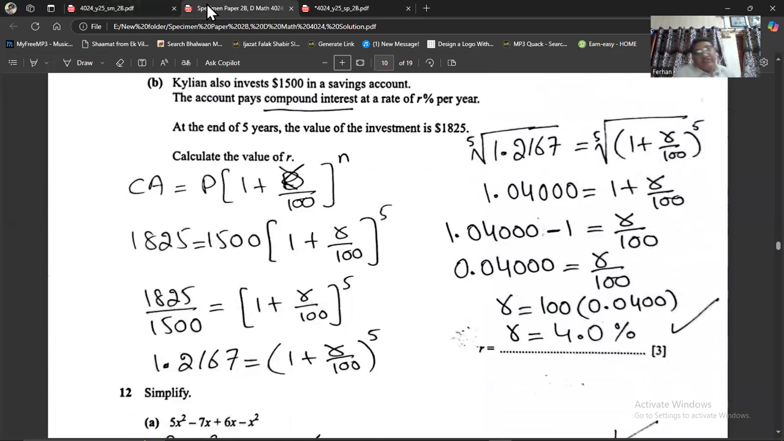So the compounded amount is equal to the principal times (1 plus r by 100) raised to power n. The compounded amount is 1825. The principal is 1500 times (1 plus r by 100) raised to power 5. This 1500 will go on the other side and divide there. So 1825 divided by 1500 is 1.2167. So I will take the fifth root on both sides. On your calculator, you can take 1.2167 raised to power 1 by 5.